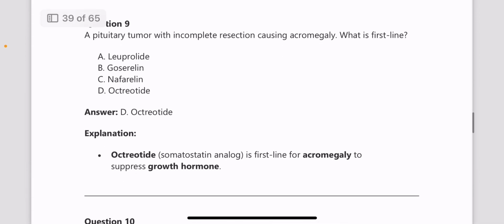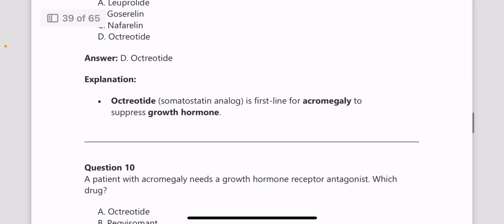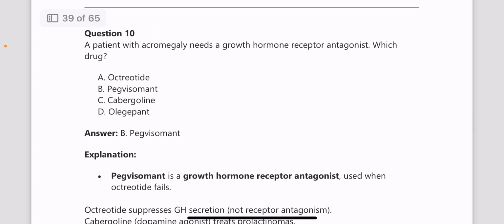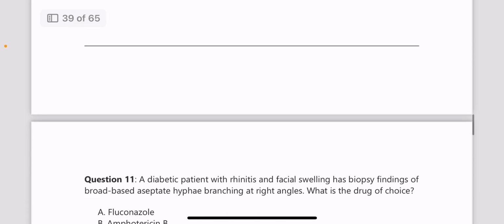Next, a pituitary tumor with incomplete resection causes acromegaly. What is the first line management? Answer is octreotide, which is the first line for acromegaly to suppress the growth hormone. Next question, a patient with acromegaly needs a growth hormone receptor antagonist. Which drug? So growth hormone receptor antagonist used in acromegaly, pegvisomant, very, very important. Repeatedly it is coming up, very, very important question.